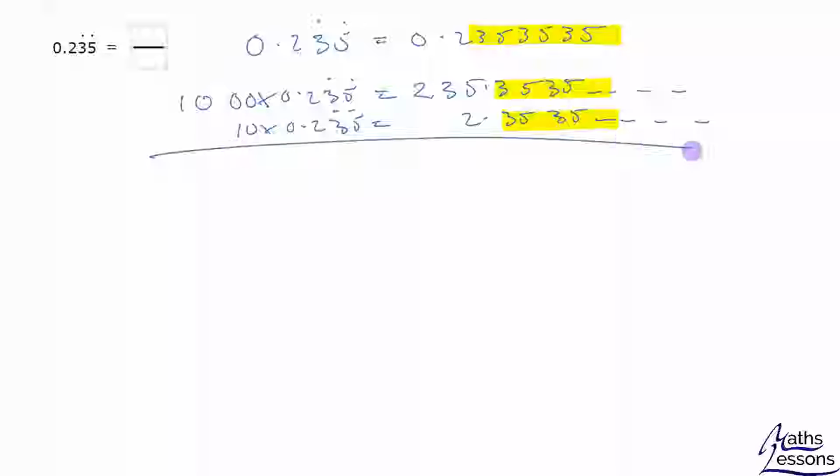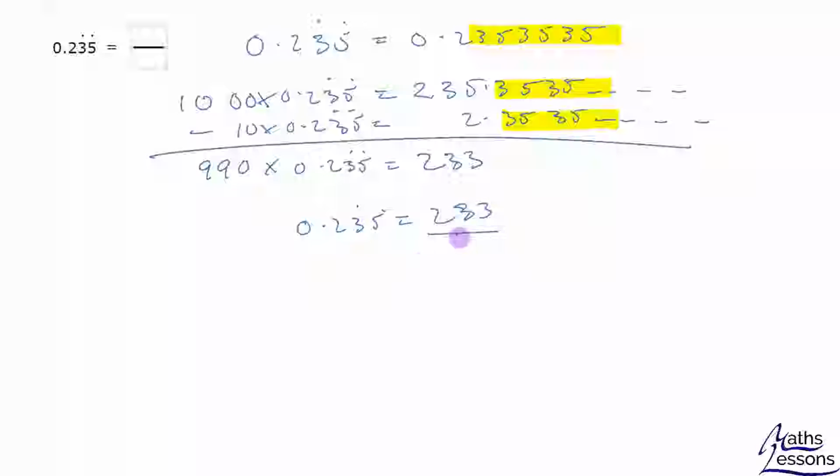And so we take that away. So 1,000 lots minus 10 lots is 990 lots. 235 minus 2 gives you 233. So therefore 1 lot, you divide by 990, will equal 233 over 990.